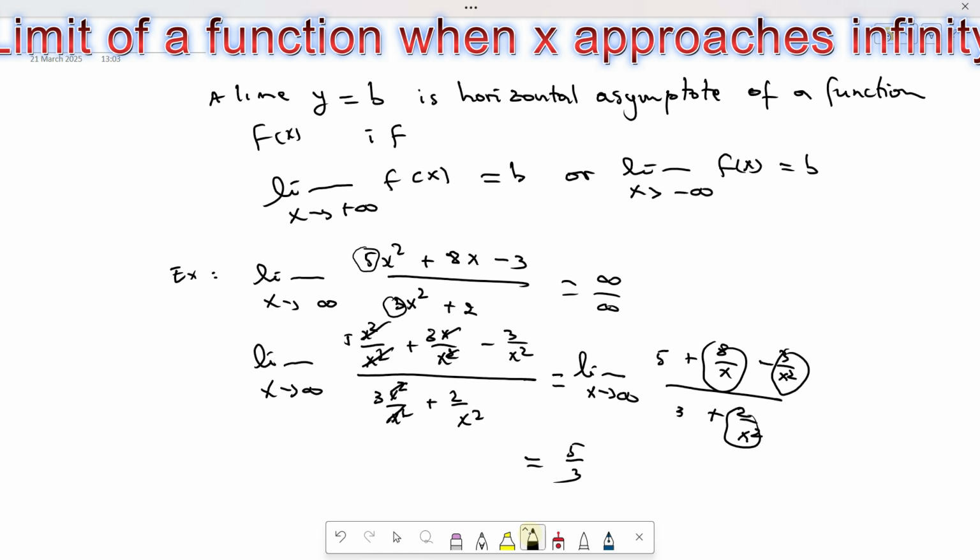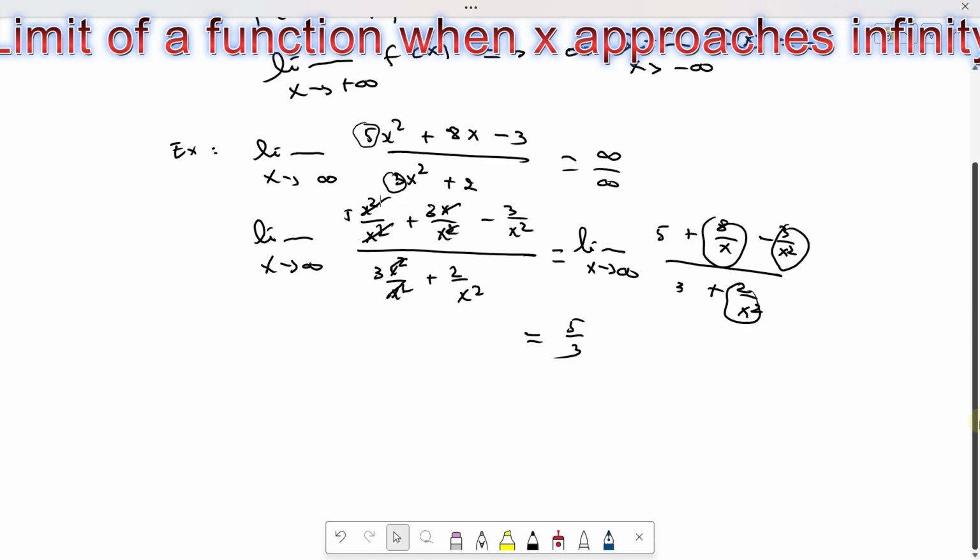So when you have the limit at infinity, and if the limit exists, the main thing that you have to know is that you will have a horizontal asymptote. For instance, in this case we have a horizontal asymptote of equation y equals 5 over 3 when x goes to infinity. So okay, that's another important thing that you have to know with limits.